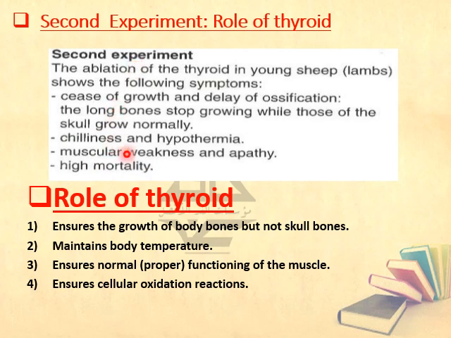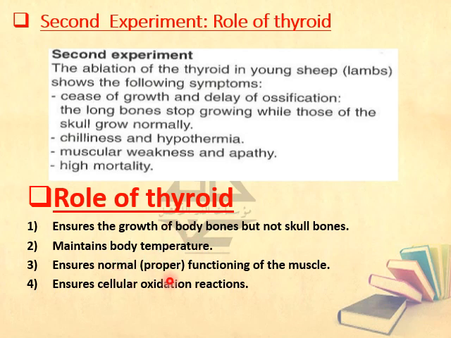So from the second experiment, what can you conclude? Why is the thyroid gland important? What does it ensure? What are the main functions of the thyroid gland? So from here we are able to know the role of the thyroid gland. Why is it important? It's important because it ensures the growth of the body bones, the long bones and not the skull bones. It is also responsible for maintaining our body temperature constant.